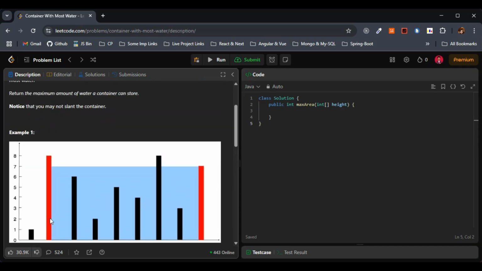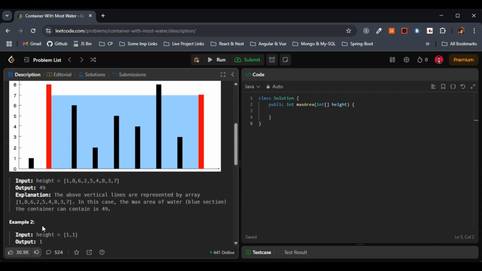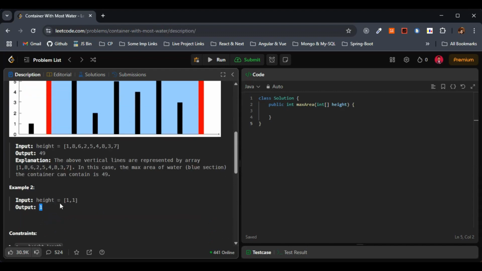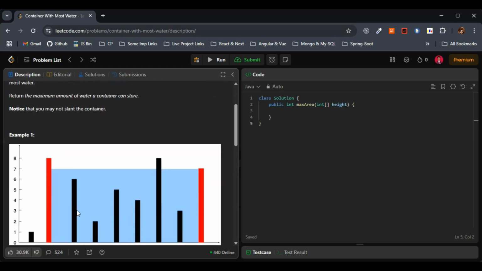Simple, right? So you can just visualize it in the same way that we did for the first one. Simple to understand here. 1 into 1 will quite obviously be 1. That itself we need to return because we have only one vertical line here, meaning one width between the two vertical lines. So this one will be 1 into 1. Quite obviously, the answer will be 1 itself in this case. Right? I hope this is clear.